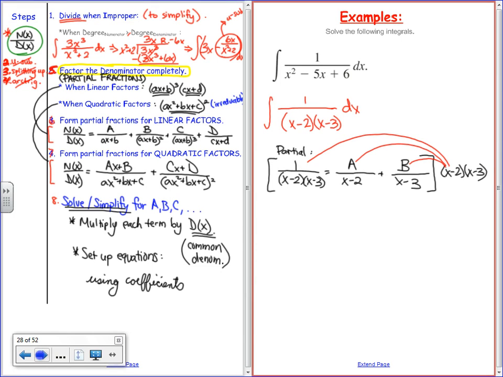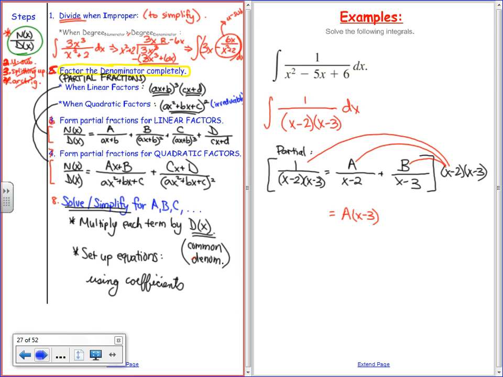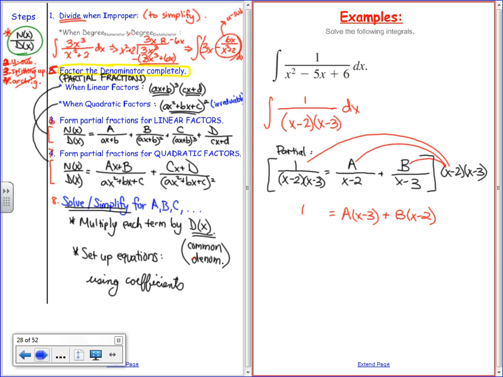Okay, what do I get on this one? A times x minus 3 over x minus 2, x minus 2 cancels, right? No, A times, sorry, x minus 3. What's on this one? 1. What's on this one? B times x minus 2. Does that make sense?